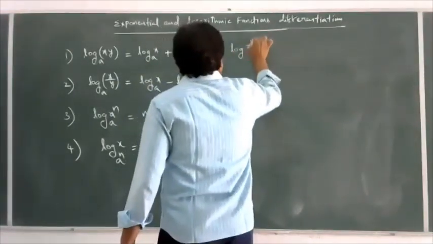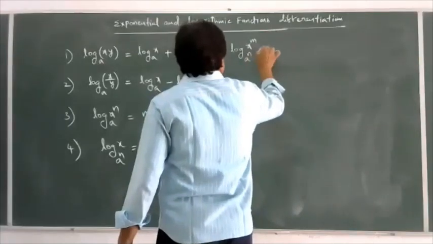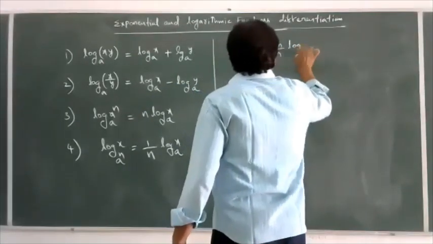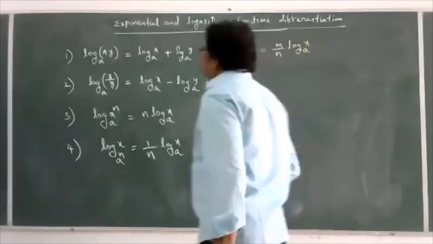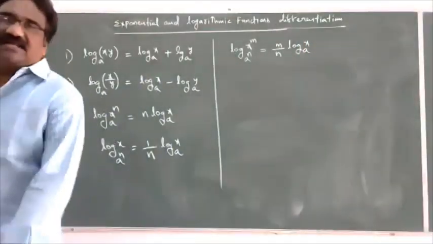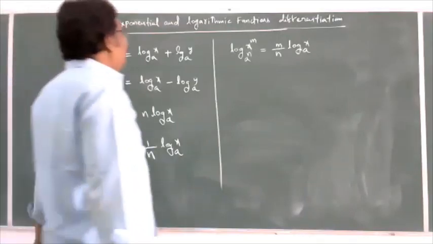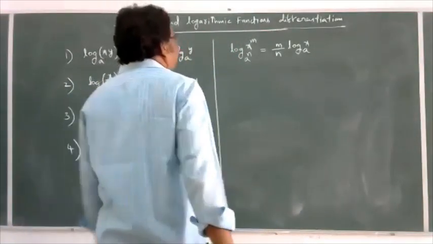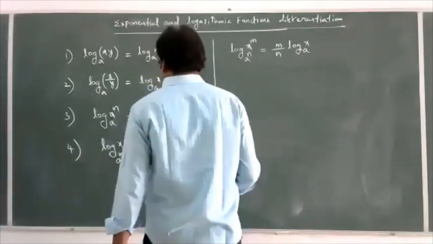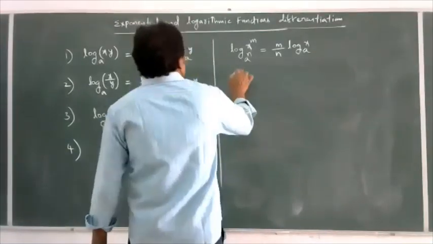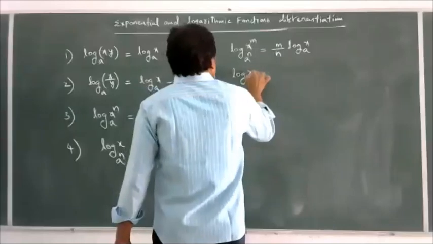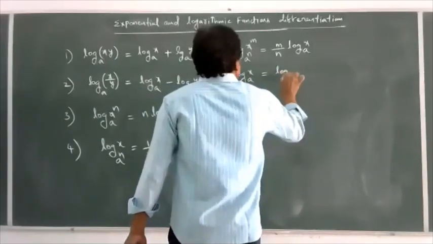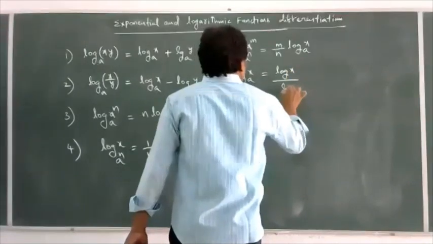Logarithm of x power m to the base a power n is equal to m by n into log x to the base a. Log x to the base a can be written as log x by log a.